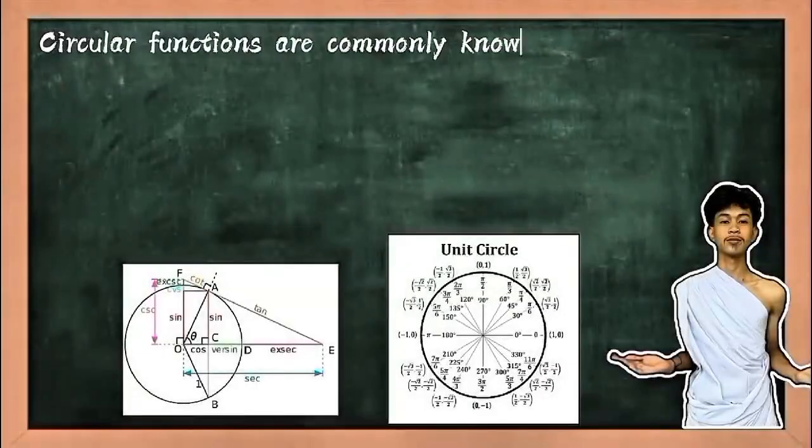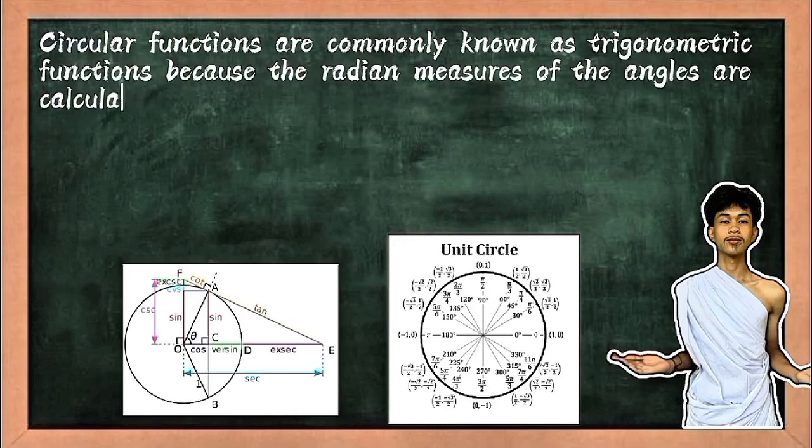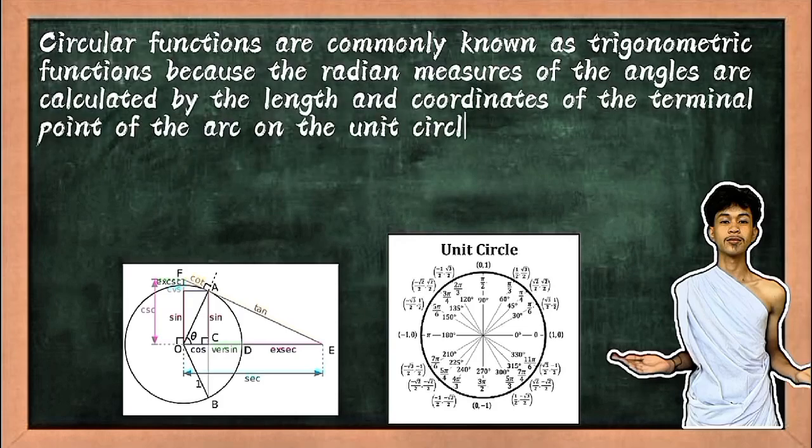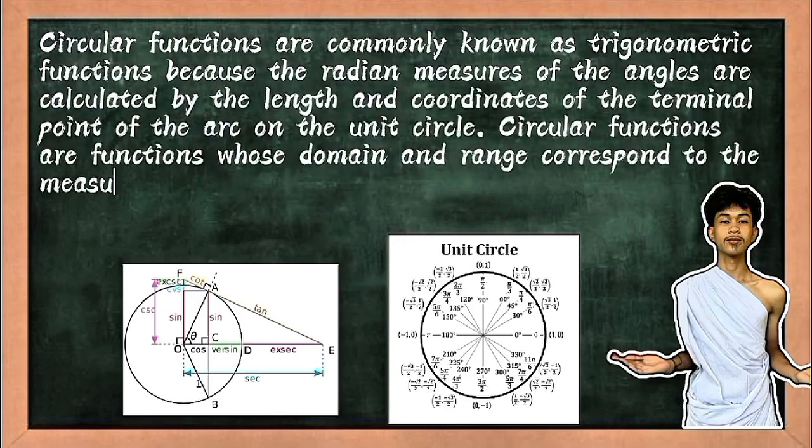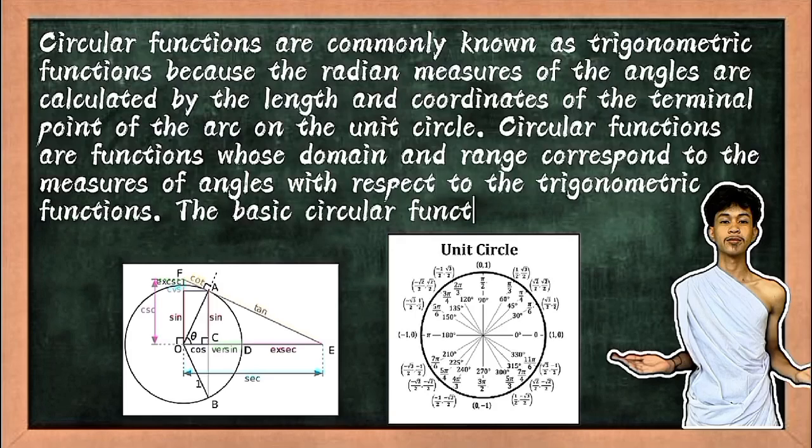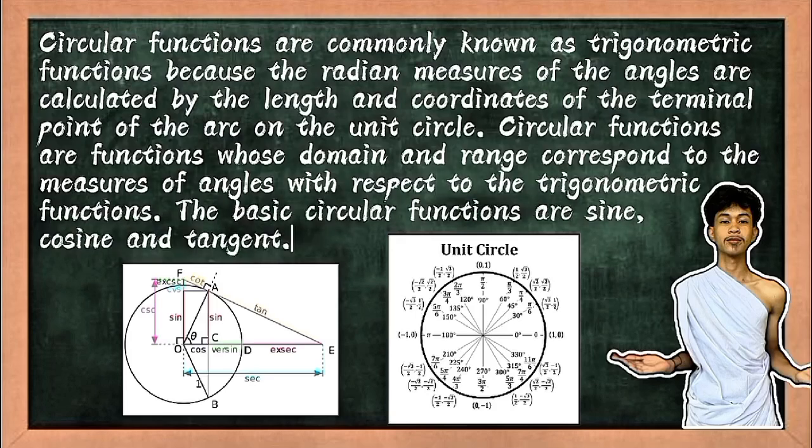Oh, the unit circle? The most perfect of all forms? Where my theorem runs supreme? Very well! Circular functions are commonly known as trigonometric functions because the measures of the angles are calculated by the length and coordinates of the terminal point of the arc on the unit circle. Circular functions are functions whose domain and range correspond to the measures of angles with respect to the trigonometric functions. The basic circular functions are sine, cosine, and tangent.